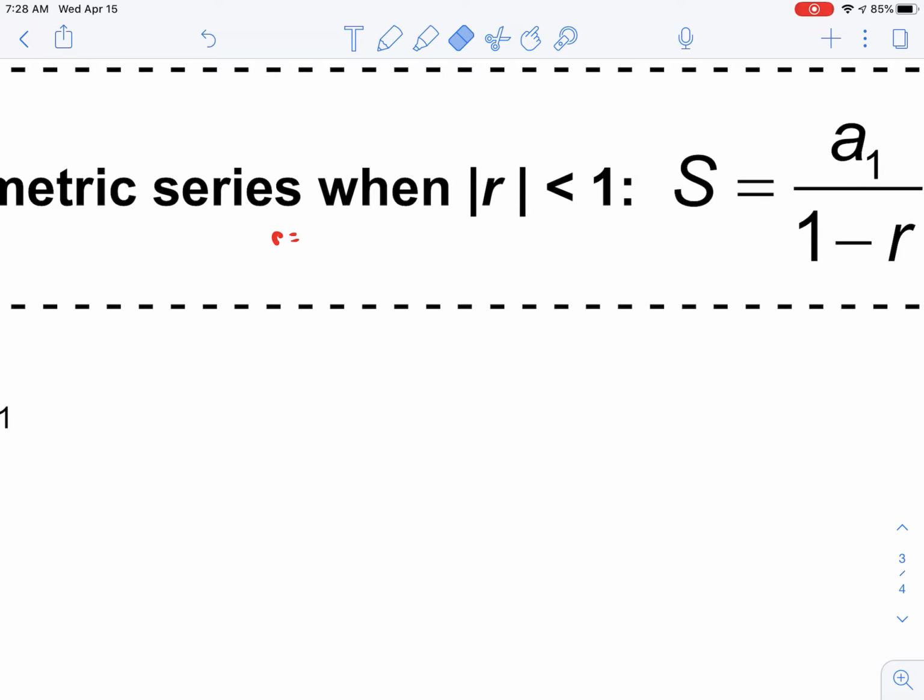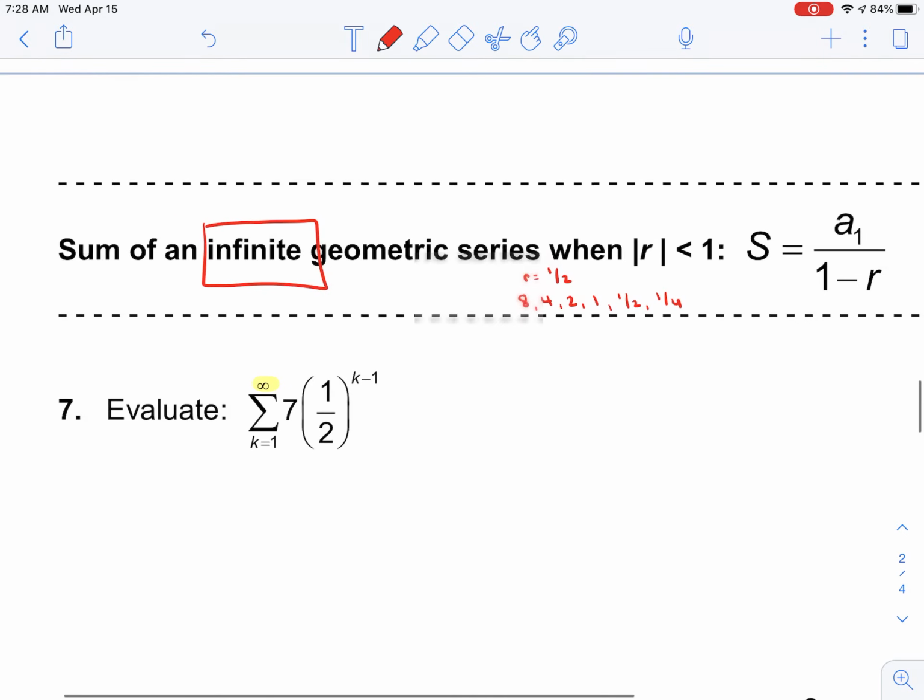If, however, your ratio is smaller than 1, so like 1/2, for example, if I have 8, then I have 4, then I have 2, then I have 1, then I have a half. Notice that as I keep multiplying by a half, these numbers get smaller and smaller, and they converge. As you go on, eventually these terms pretty much become 0 and have a very insignificant impact on your overall sum. So as a result, there would be this infinite sum that we can talk about because of that ratio. So just be careful with that.